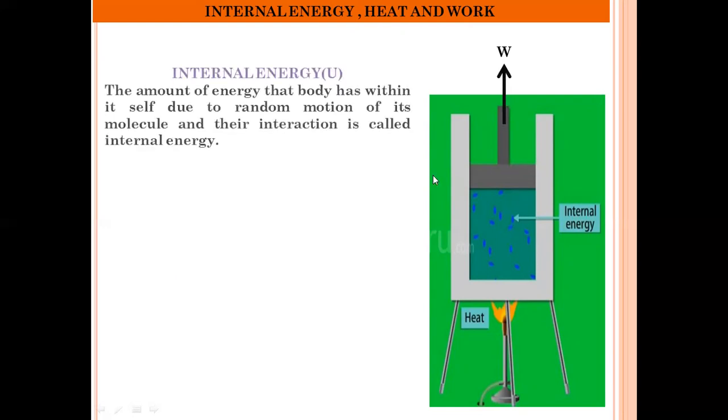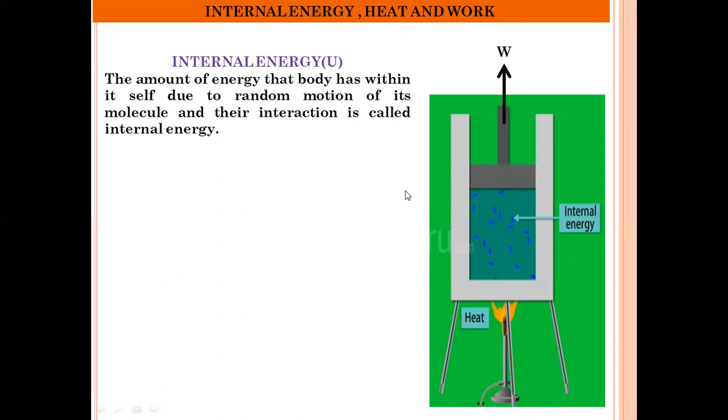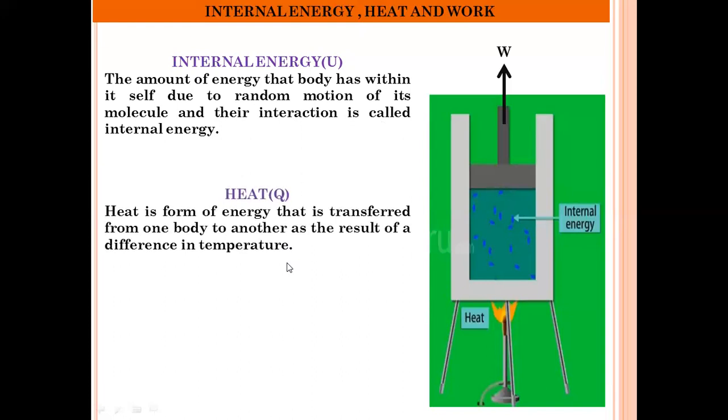So we can define the internal energy as the amount of energy that a body has within itself due to the random motion of its molecules and their interaction. Here the heat. Heat can be defined as the form of energy that is transferred from one body to another body as a result of difference in temperature, that we have already studied in the second law of thermodynamics. Heat will always flow from the body at higher temperature to the body at lower temperature.